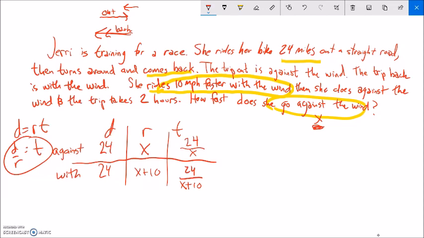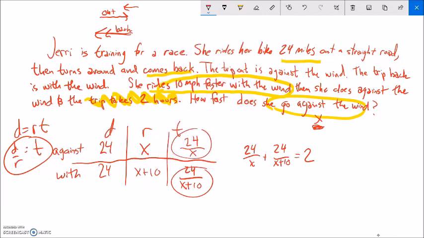The whole trip took 2 hours. So that means if I take this amount of time and add it to that amount of time, that's the whole trip. So the time it takes to go against the wind plus the time it takes to go with the wind should be 2 hours total. So now I just have that equation to solve. So let's do it.